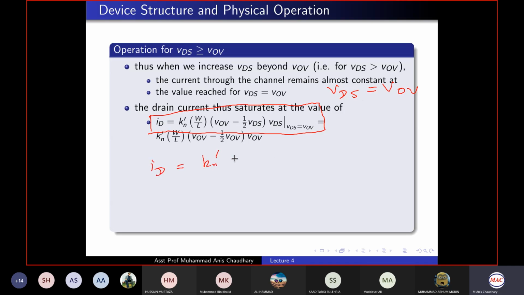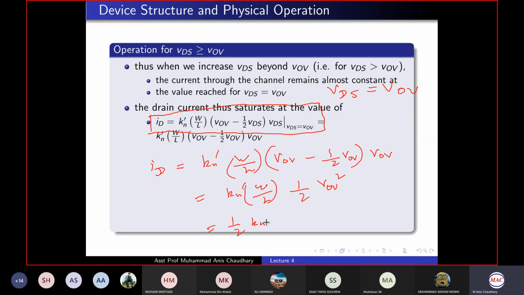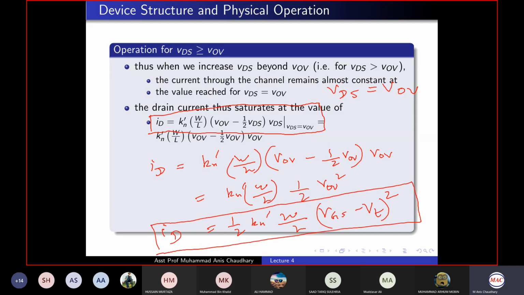get ID is equal to Kn prime W by L VOV minus half VOV times VOV, or we have Kn prime W by L half VOV square, or we have half Kn prime W by L VGS minus VT squared. So this is the expression that is valid for the saturation mode of operation. So this is the expression that we are going to use for saturation mode of operation. ID is equal to half Kn prime W by L VGS minus VT square.